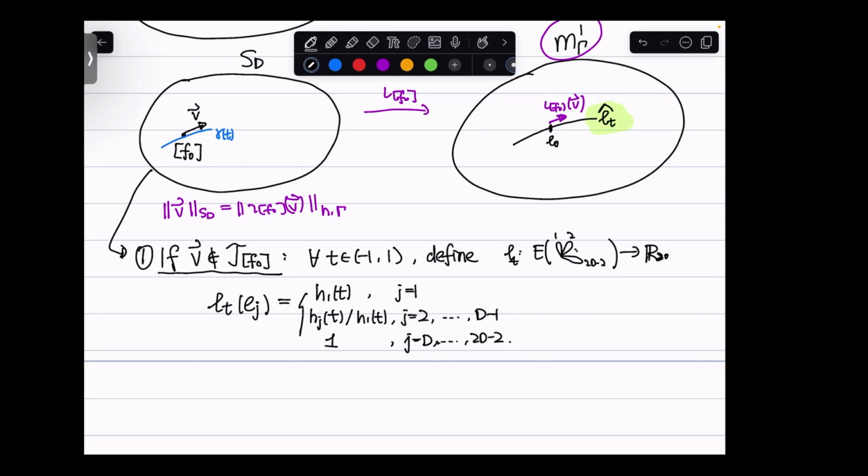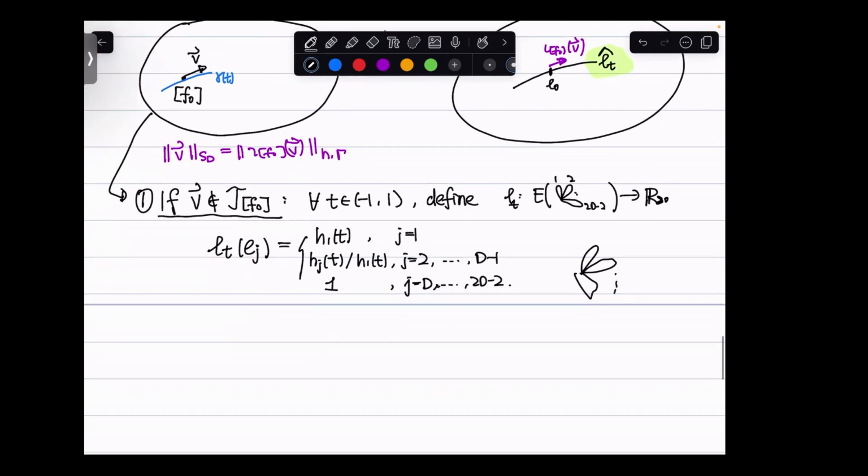So I'm recording, so I have a bouquet of 2d minus 2 circles. For the first d minus 1 circles, I'm going to record how the critical heights are changing. And in this case, because the heights are changing, for the last d minus 1 circles, I'm going to assign the constant 1. So the last d minus 1 numbers are meant for the change in the twist parameter. But now, because the heights are always changing, I just record heights, and I keep 1, which is a constant, for the twist parameters.